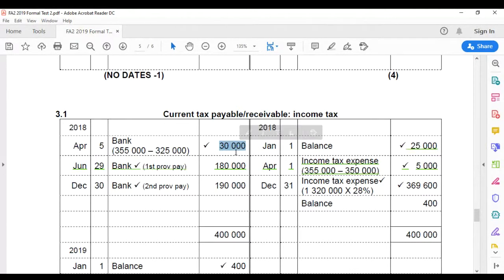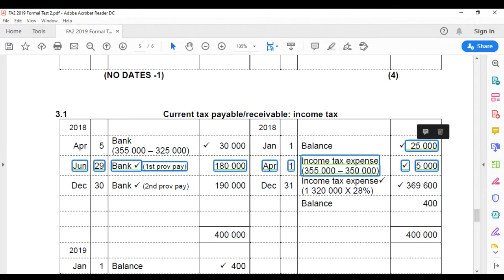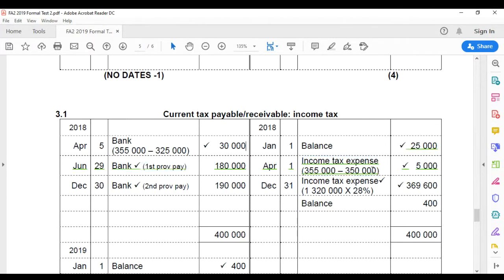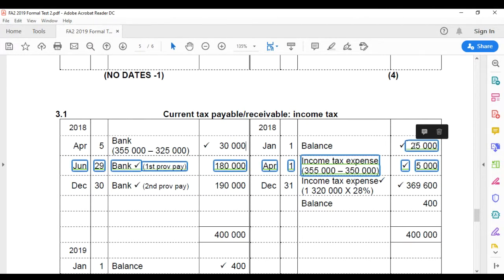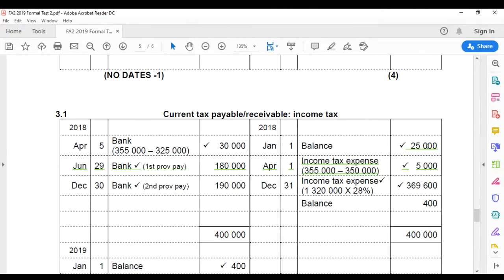There are actually two ways in which you can find an answer to that question. Let's discuss both ways. What did we still owe them according to our own books of account at the beginning of the year? 25,000 rands. But that balance included an under provision of 5,000. So we truly owe them 30,000 rands for the 2017 tax. That is why we've got that payment of 30,000. So that was our underpayment.